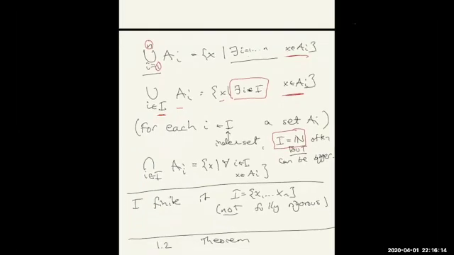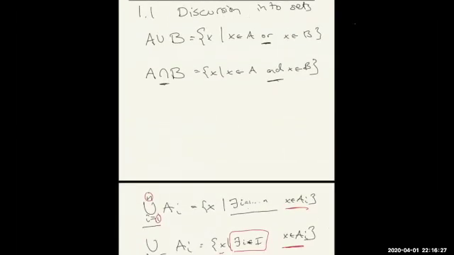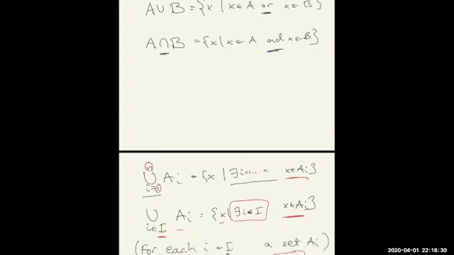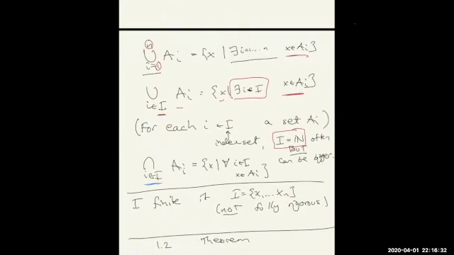And similarly, we can define intersections over an arbitrary index set. Intersection of two sets means you lie in both sets. So the intersection of n sets, or in general of some index set I, is all those points x that lie in every one of these sets. So there's a for every quantifier here.